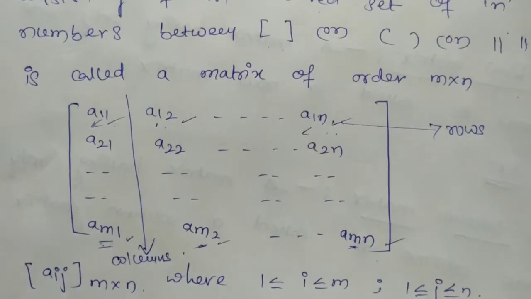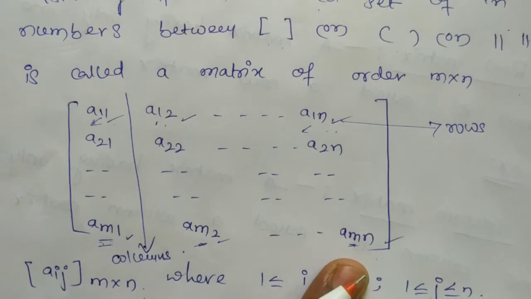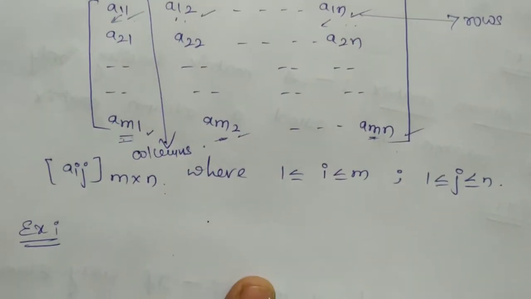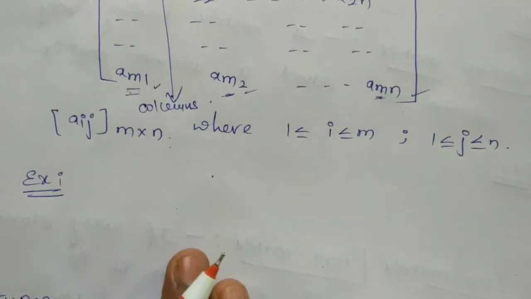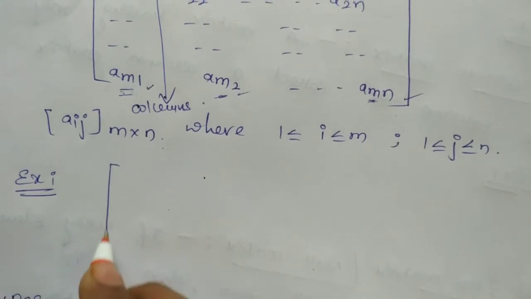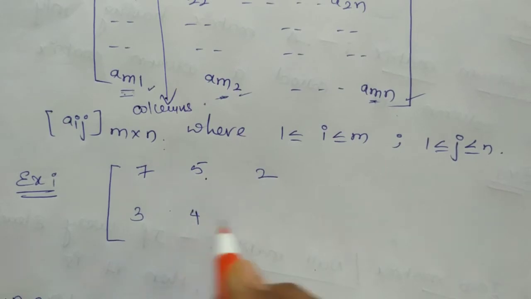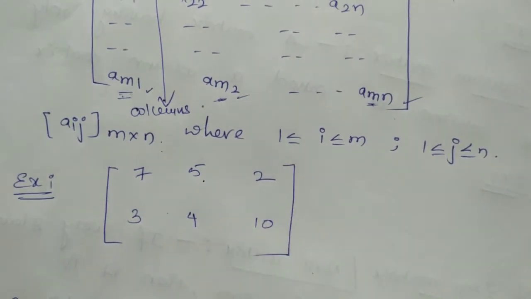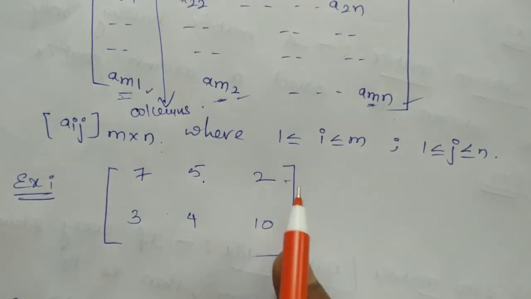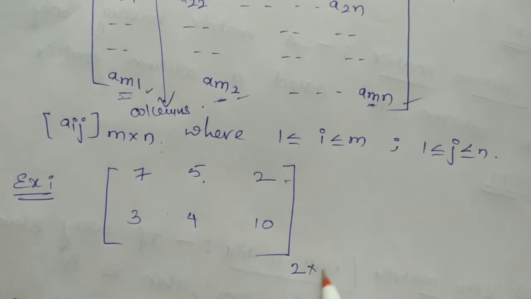Once again, the definition of a matrix is an arrangement of real or complex numbers in rows and columns. Here I am taking one example of a matrix: 7 5 2 in the first row and 3 4 10 in the second row. How many rows and columns? Here 2 rows and 3 columns, so this is a 2 by 3 matrix.